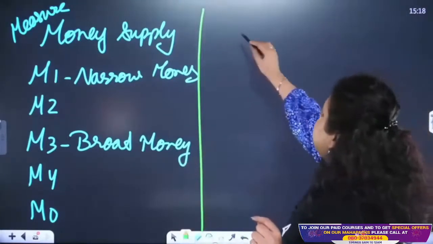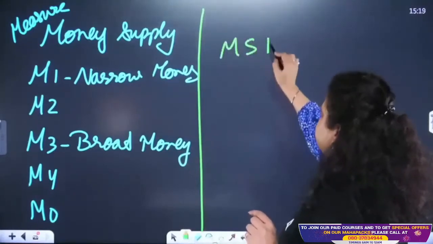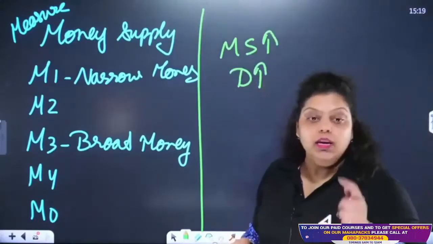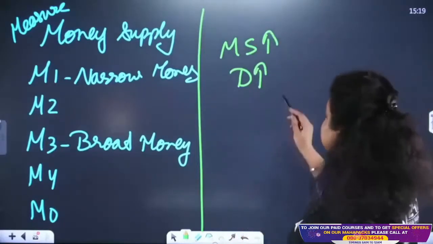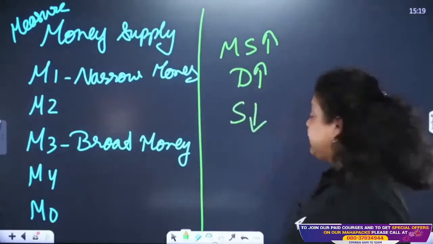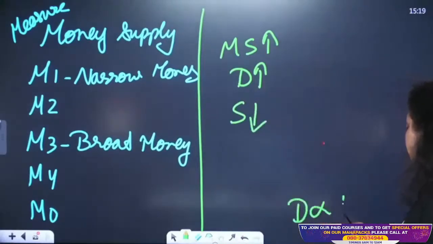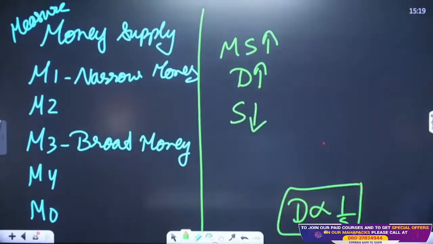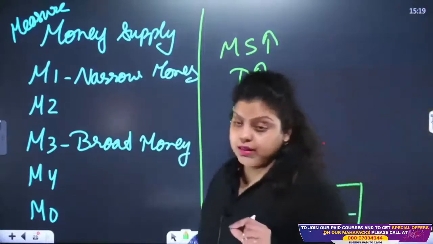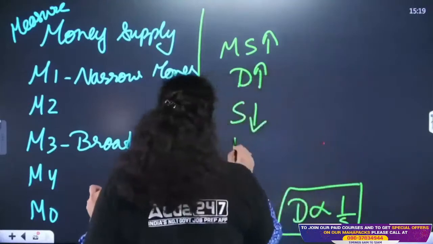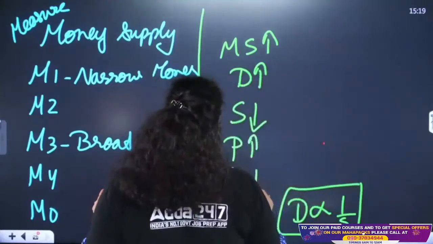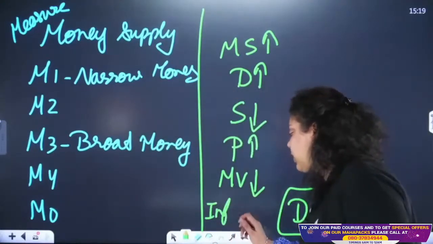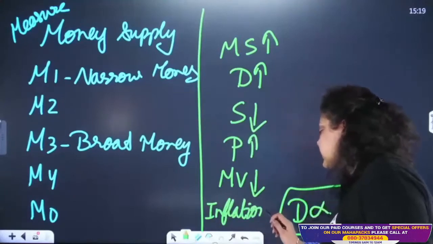Let's say in the economy, the money supply is increasing. If the money supply increases, the demand for goods and services by consumers increases. If we have more money, we will purchase more goods and services. If the demand increases, the supply will decrease, because demand and supply always have an inverse relationship. So if the demand is increasing, supply will definitely decrease. After that, prices will start increasing, and the value of money will decrease. That creates inflation in the country.